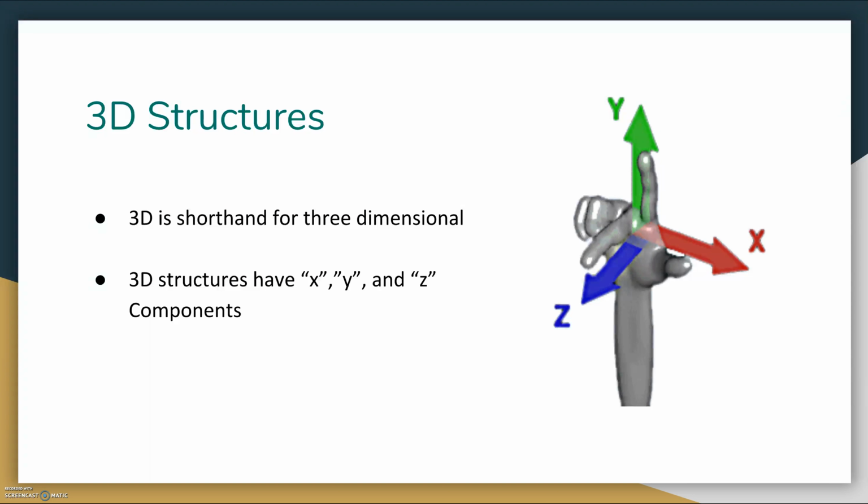A 3D structure is any object that occupies 3 dimensions. A way to model these dimensions is by using a coordinate system. This coordinate system will have an x, y, and z plane. Each of these planes represents a different dimension.